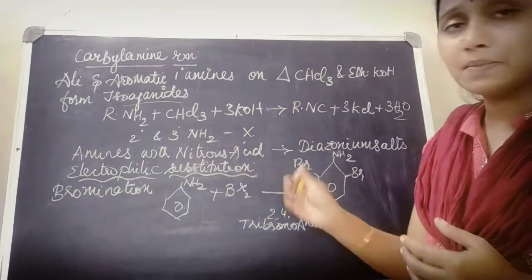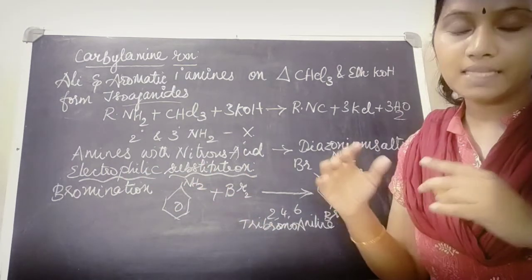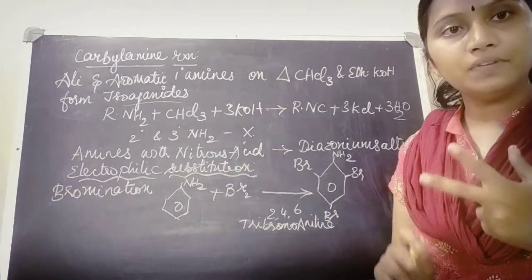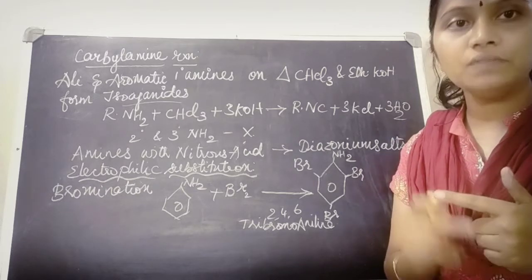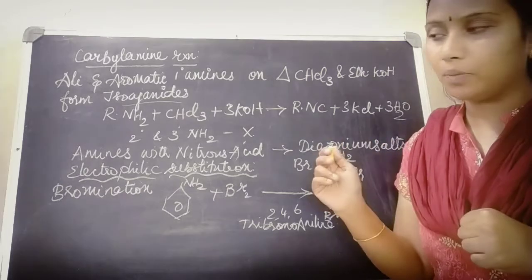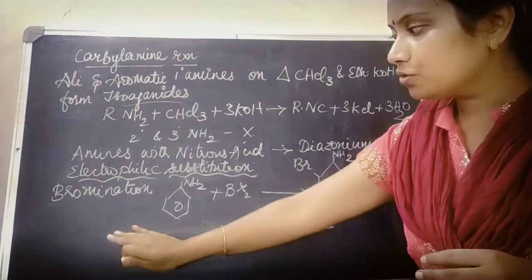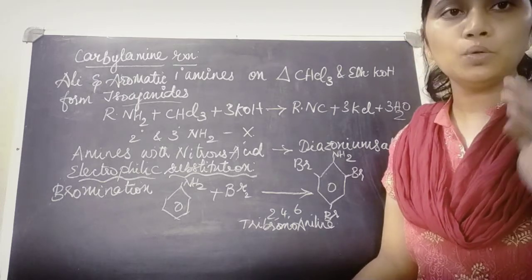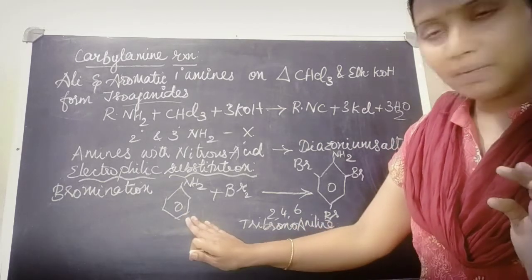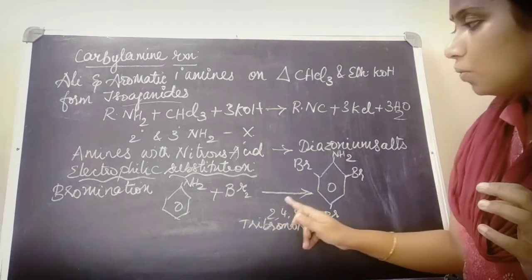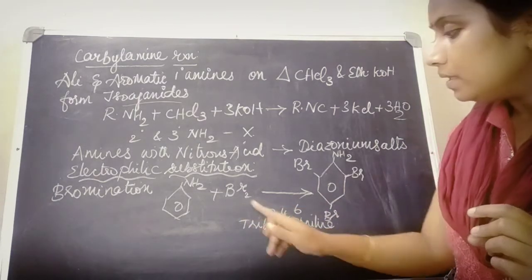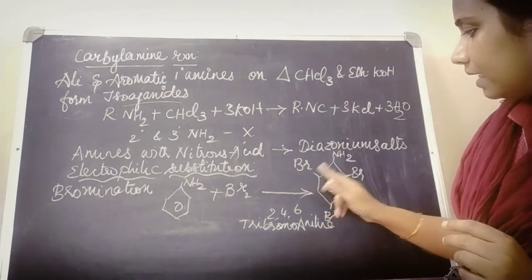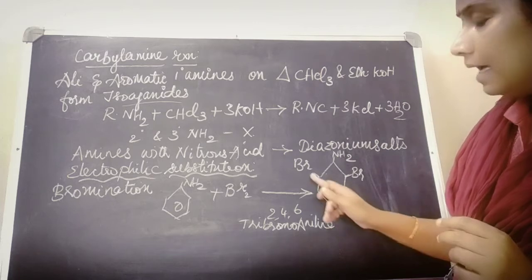Next is electrophilic substitution. We are seeing all these categories under the chemical reactions of amines. We have seen classification, definition, preparation, physical properties, and now chemical properties. Under electrophilic substitution, the first reaction is bromination. I have taken a primary amine and added bromine. Bromine is attached in 3 positions: the 2nd, 4th and 6th positions.